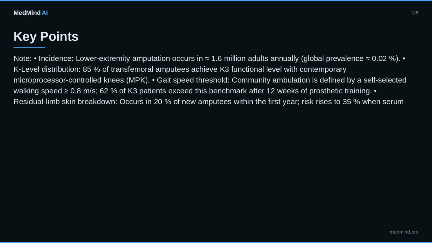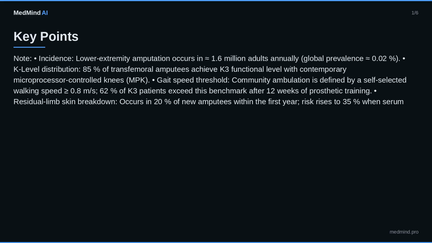Gait speed threshold. Community ambulation is defined by a self-selected walking speed greater than or equal to 0.8 meters per second. 62% of K3 patients exceed this benchmark after 12 weeks of prosthetic training. Residual limb skin breakdown occurs in 20% of new amputees within the first year. Risk rises to 35% when serum albumin is less than 3.5 g/dL.